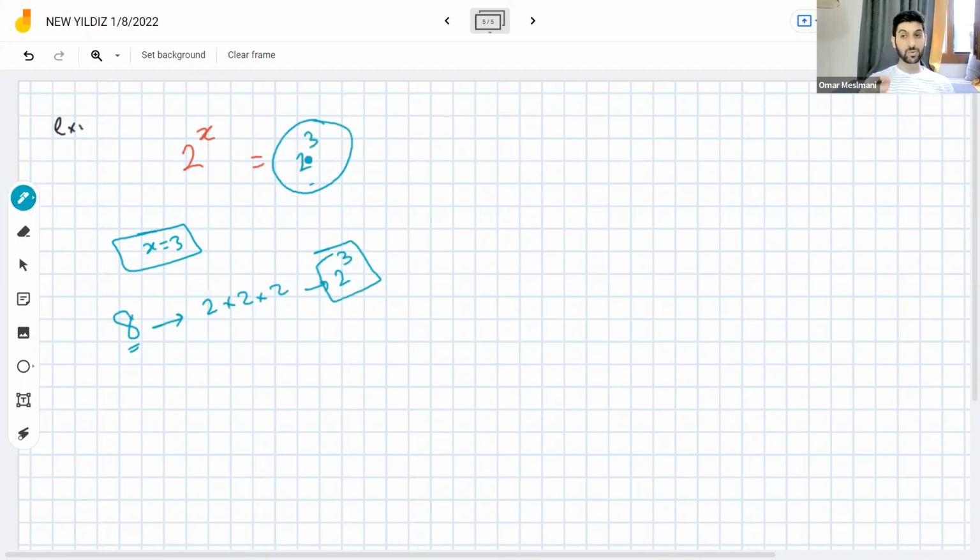Now I'm going to use rule number 11. What is rule number 11? It says if you have the same bases at the left hand side and at the right hand side, it means that the powers have to be exactly the same. So x has to be equal to 3. And this is it.